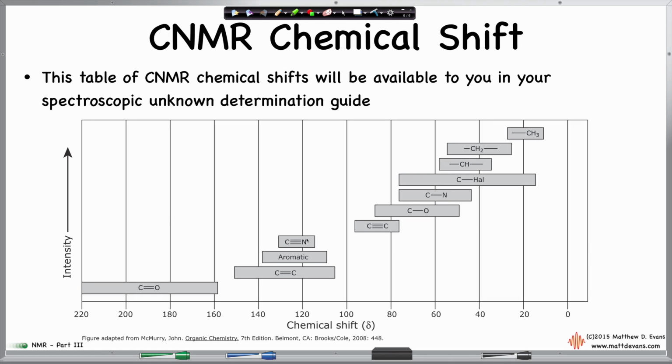Now, here's a shift table for carbon NMR that you're always going to have. It's in your spectroscopy unknown determination guide. There's not a whole lot to say. Carbonyls are the thing that appear from 160 to 220, so those are very distinctive. Aromatic stuff, double bonds, nitriles, those are all kind of in the middle. Triple bonds, just like in NMR, a little bit further upfield. CO, CN, halogen, methine, methylene, methyl, so these approach 0. So just like in hydrogen, pretty much similar story.